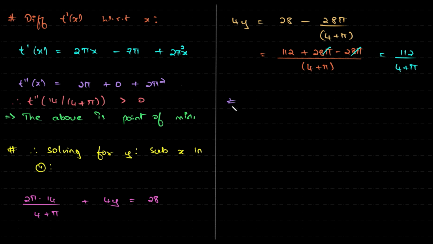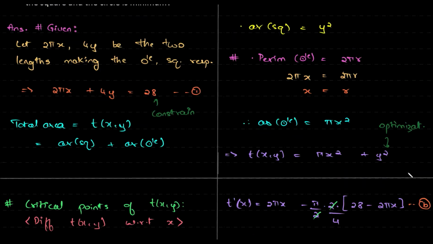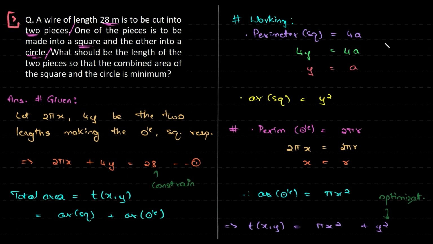Right, guys, and finally we can tell the lengths. So first one is 2 pi x. Remember, it's not just x, it's 2 pi x. So x would be that. So this is 28 pi divided by 4 plus pi. The SI unit is something that I have to check. And we have 4y, that is 112 divided by 4 plus pi. Okay, so I'm missing the unit. That is in meters, so those will be in meters. So this would be your answer.